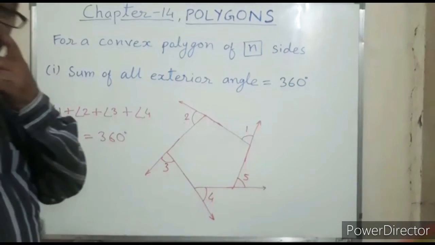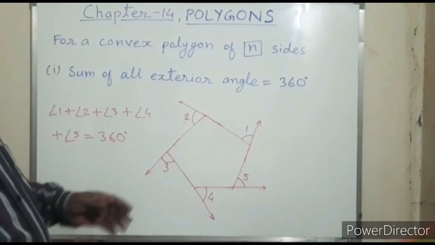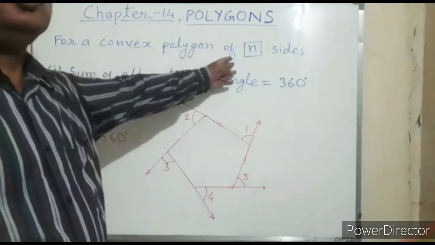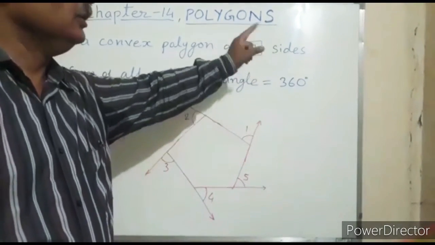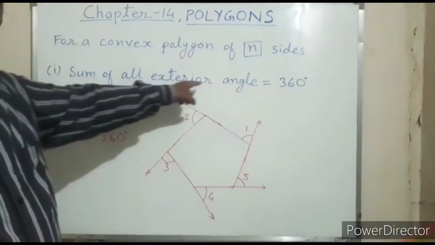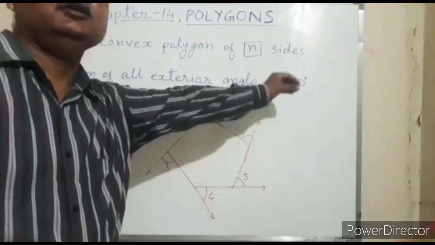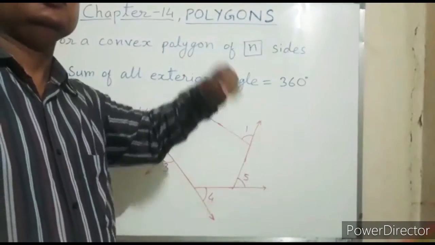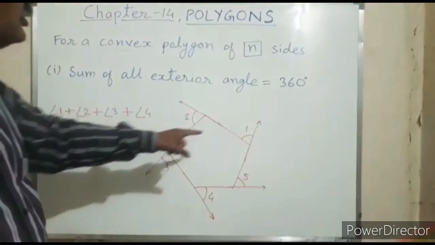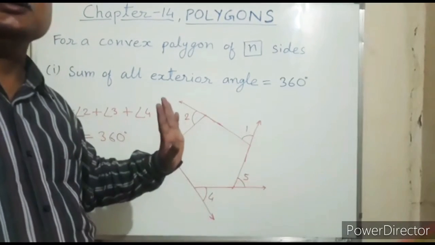Hello students, we will see some more formulas for polygons. Let us suppose there is a convex polygon of n sides. n is the number of sides. Then the sum of all exterior angles is always 360 degrees. Whatever the number of sides, the sum of exterior angles is always 360 degrees.